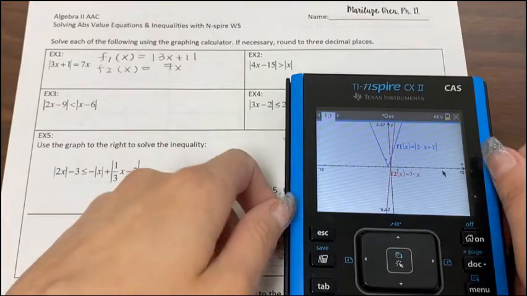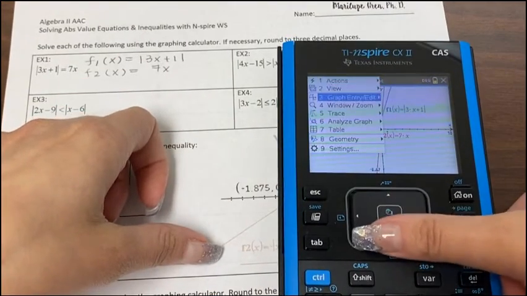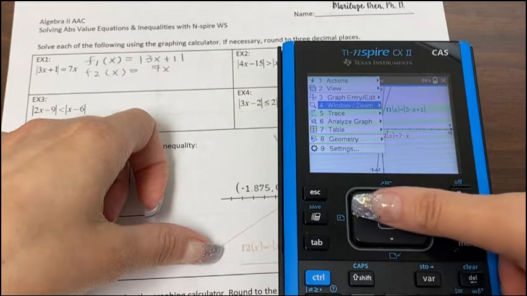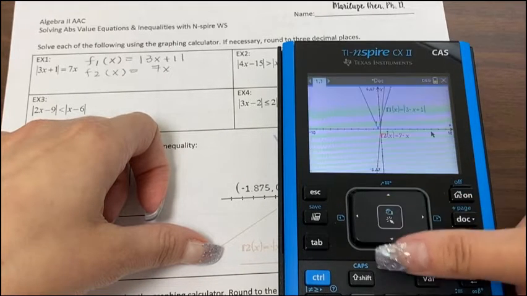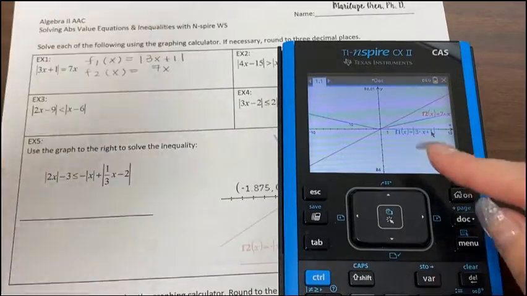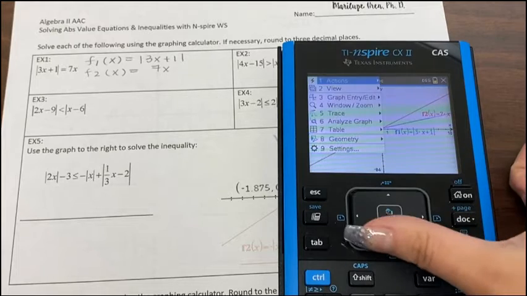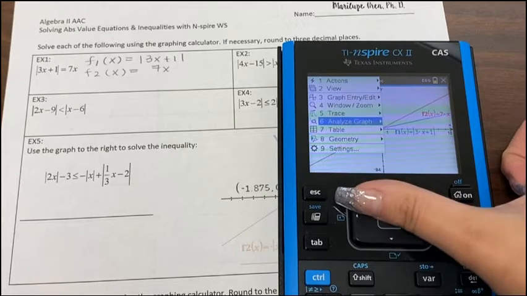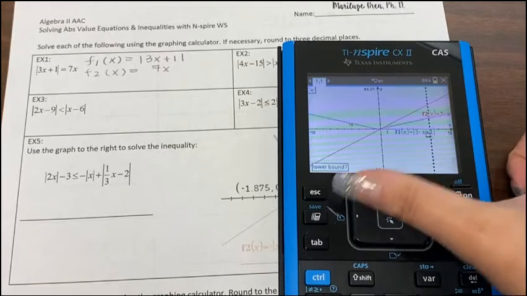If you want to see it more clearly, I go to menu, then zoom, window zoom, select that one, and then I go to zoom fit. Zoom fit will take you exactly to where interesting things happen to the graph. So over here you have the intersection. I do menu, then graph, analyze graph, and then I go to the intersection, because that's what we were looking for.